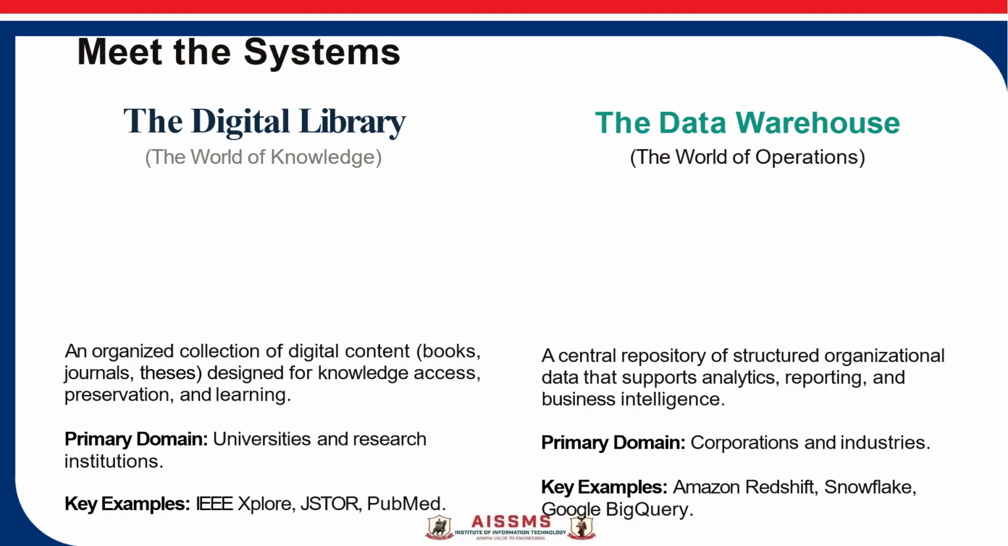Let's define our players. The digital library is the world of knowledge, an organized collection of books, journals, and theses found primarily in universities. Think of systems like JSTOR or PubMed. Conversely, the data warehouse is the world of operations, a central repository for structured organizational data used by corporations like Amazon or Google for business intelligence. While the library preserves, the warehouse empowers.